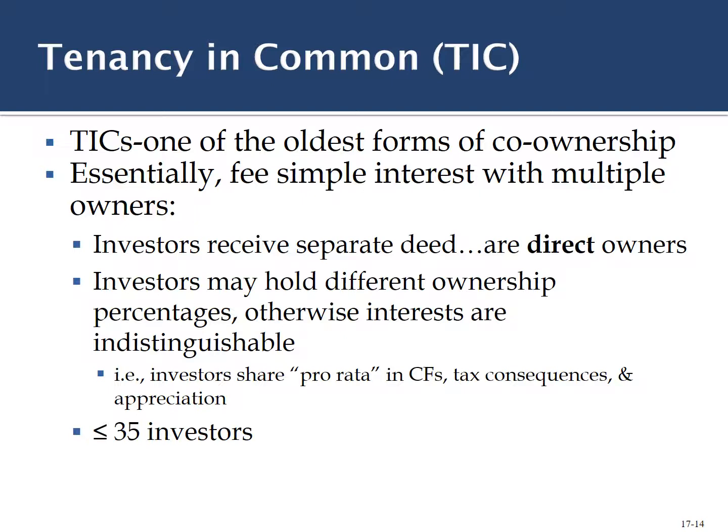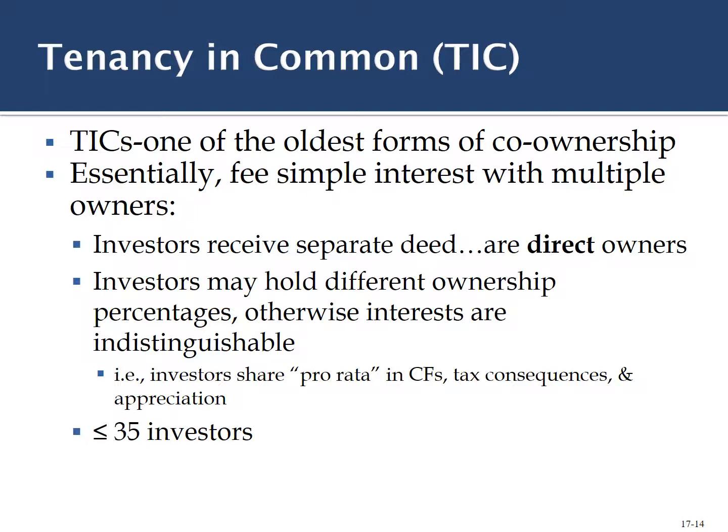Another form of direct co-ownership is the tenancy in common. As we studied earlier this semester, TICs are one of the oldest forms of co-ownership. Essentially, each partner in the deal owns a fee simple interest with each other. Each investor will receive a separate deed and are direct owners. Each investor may hold a different ownership percentage, but otherwise, interests are indistinguishable.